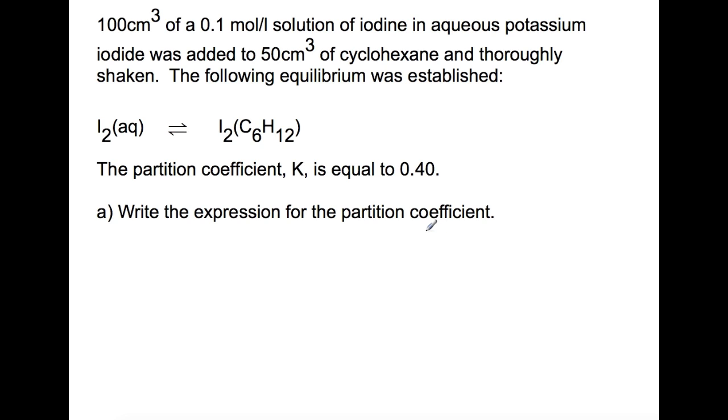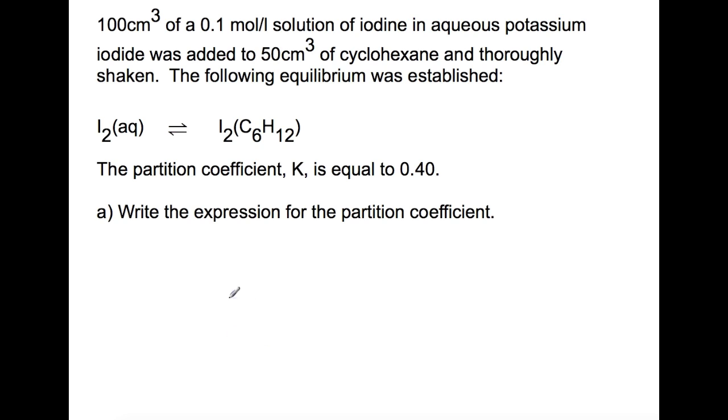So here we have iodine within an aqueous solution and we are extracting into a cyclohexane layer. You set up an equilibrium between the two layers where only a certain concentration of iodine will be held within each layer, and that is given an equilibrium constant which is called the partition coefficient.